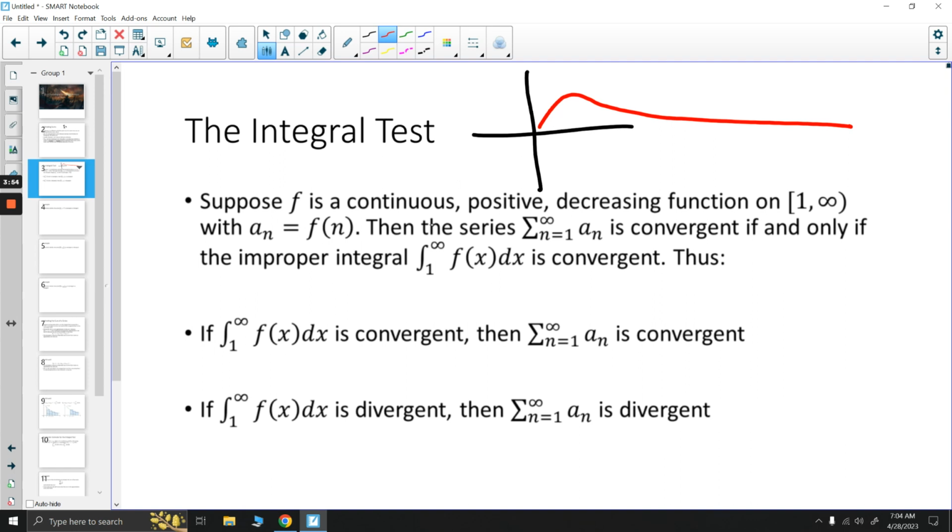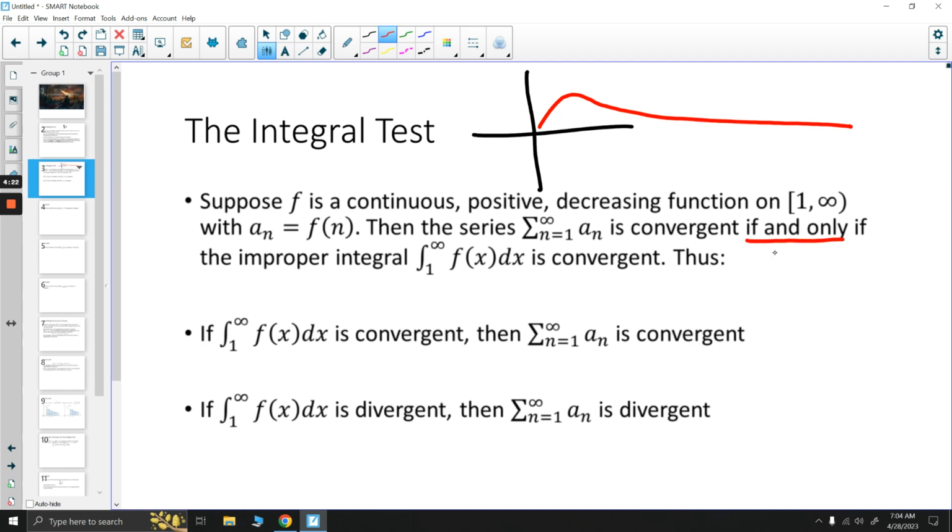Anyway, it's a continuous positive decreasing function on some interval to infinity with a sub n equal to f of n. So our sequence is equal to f of n, where n is a natural number. Then the series from n equals 1 to infinity, again the infinite sum, our series of a sub n, is convergent if and only if the improper integral is also convergent.